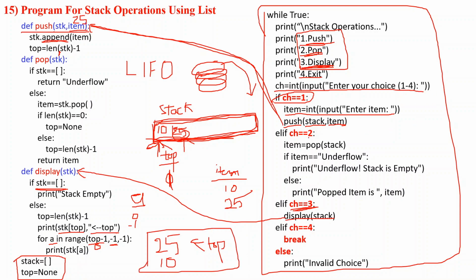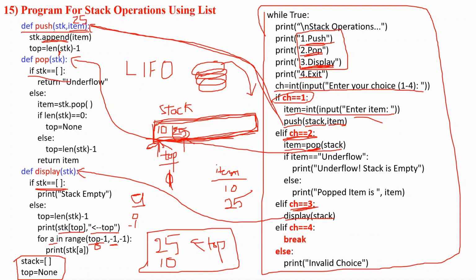For example, the user gives option 2. What is option 2? Pop, to delete an element. When can you delete, na? If some element is available, then only we can delete. That's why first it is checking item equal to pop of stack. Here pop is a function. Now you have written it, and with this it will go to the pop function here. It is taking stack, and it is given here: if stack equal to empty stack.